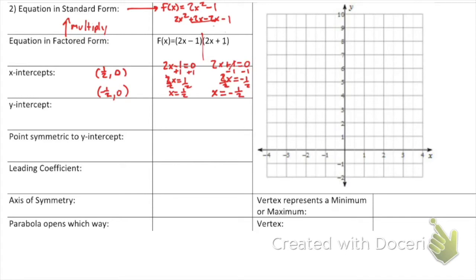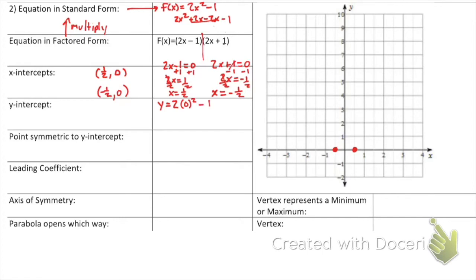So let's plot those. 1/2 comma 0 is right here. And negative 1/2 comma 0 is right there. Okay. Y-intercept, well, y-intercept is the opposite. Instead of y being 0, we're going to put x equal to 0 into our original or our standard form function. So we turn the f of x into y equals 2, and instead of x, we're plugging in 0 to find the y-intercept.